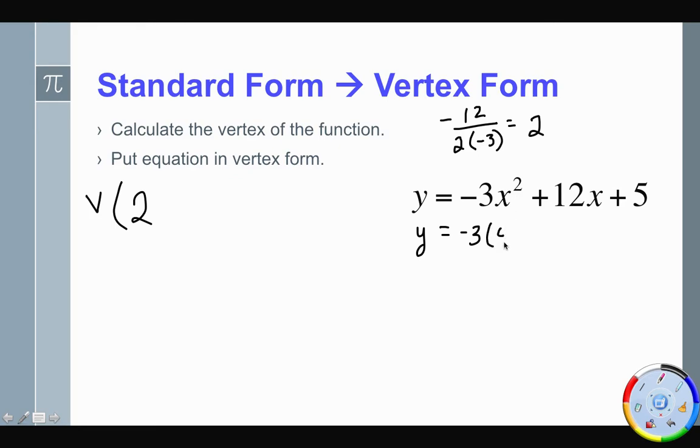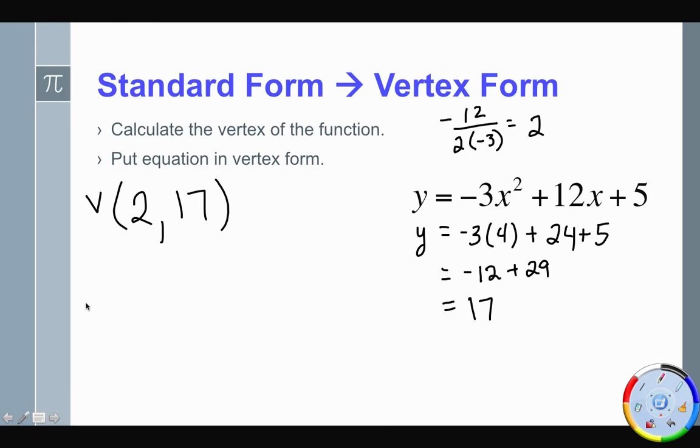2 squared is 4, plus 12 times 2, which is 24. And we can simplify from there. We get a negative 12 plus 29, which is 17. So this problem was a little bit faster because all the numbers came out to whole numbers, and we get to go straight into vertex form from there.